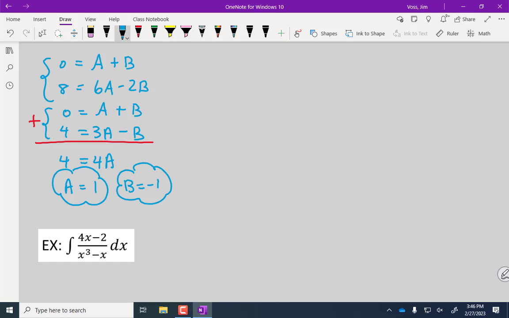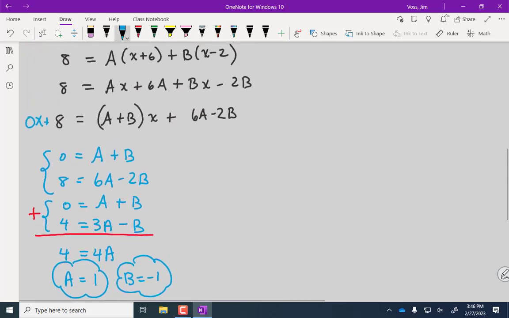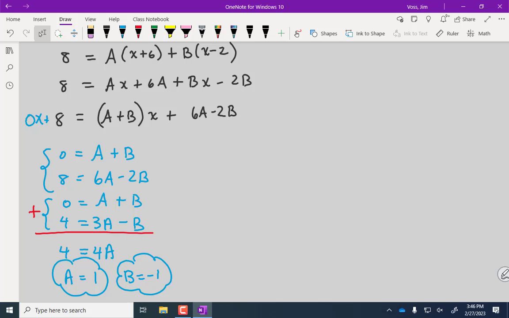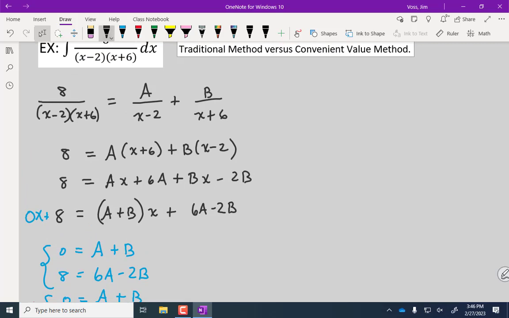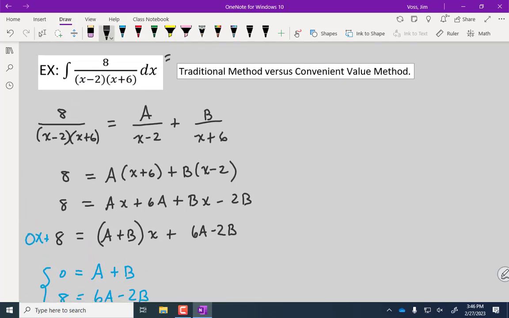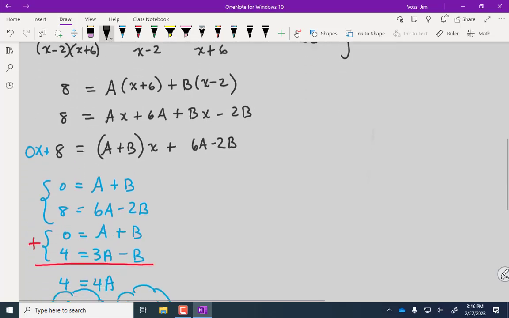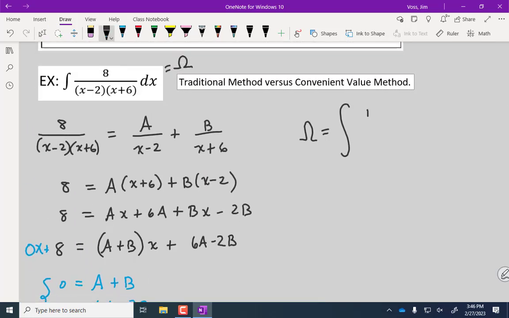All right, so that is the traditional method. The traditional method, we get our PFD equation and then we equate coefficients. That is the traditional method. Now, let's do the integration. So what this means then, let's call our original integral something. I'll call it an omega. So our original integral is now being broken apart. A was positive 1 into 1 over x minus 2 minus 1 over x plus 6 dx.